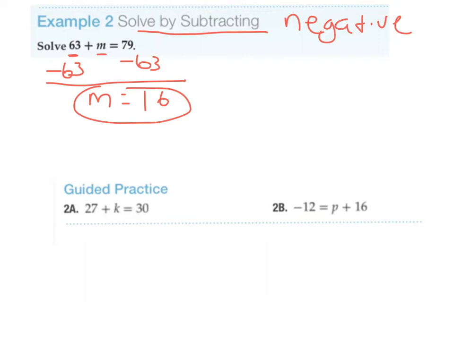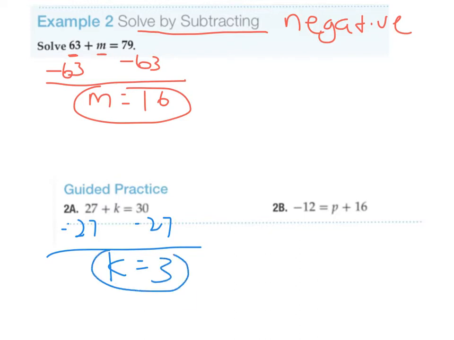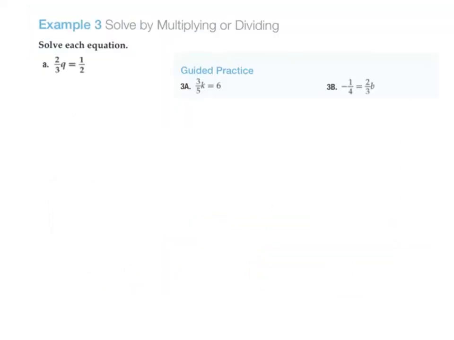If I look at the next problem here, I have a positive 27 on the same side as the variable, so I'm going to take a negative 27 on both sides. So then K equals a positive 3. Over here, I have a positive 16, but it's on the right-hand side with the letter P, so I'm using the 16. So you're always taking the adding or subtracting, or the positive and negative, on the side of the variable. And so in this case, I get a negative 28 is P. So there's my answer.